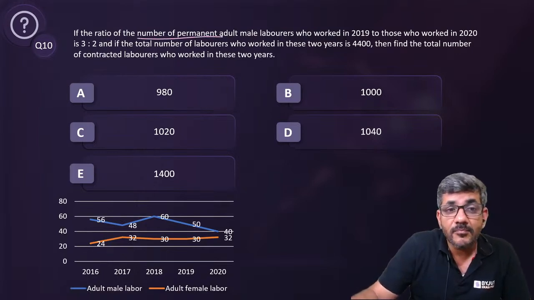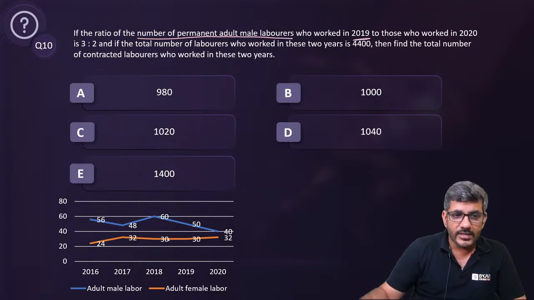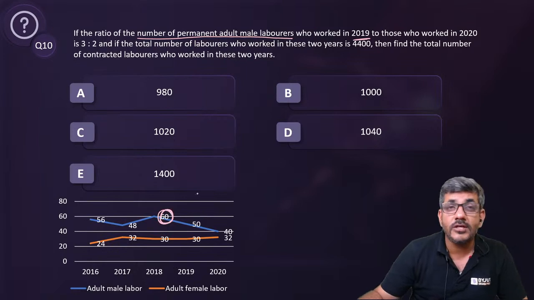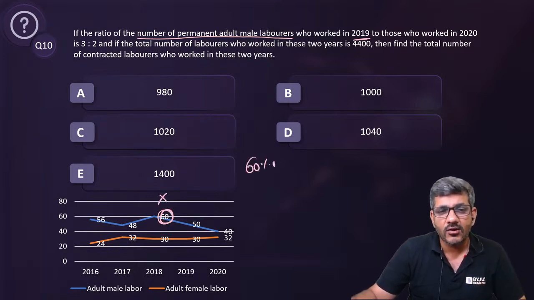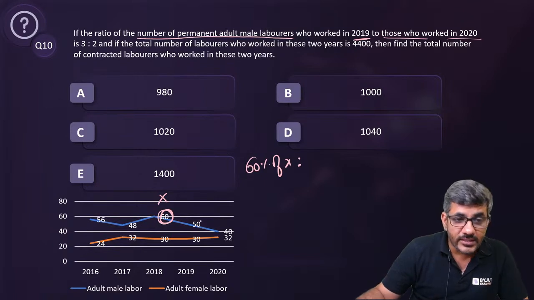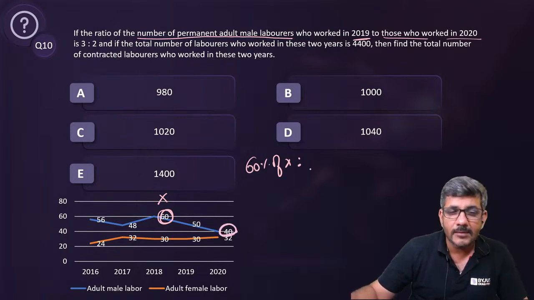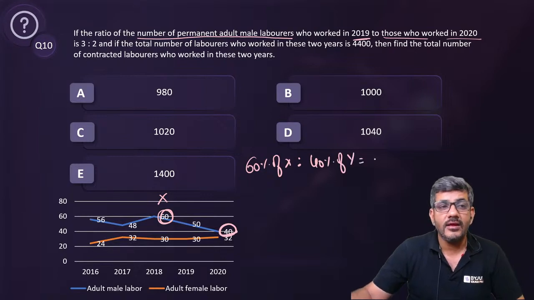Ratio of the number of permanent adult male laborers who worked in 19. Who worked in 19 is 60% of the total. So let us say total number of people here is X. So 60% of X. Their ratio with those who worked in 2020. Those who worked in 2020 is 40%. So let us say the total number of people there is Y. So 40% of Y and 60% of X, they are in a ratio of 3:2.